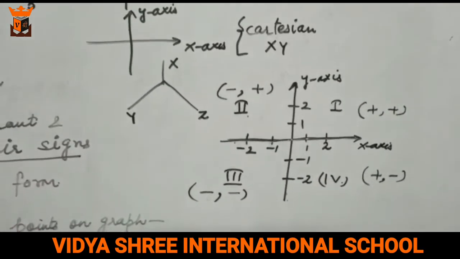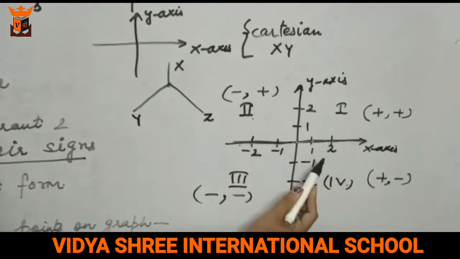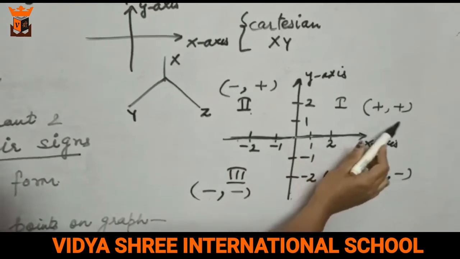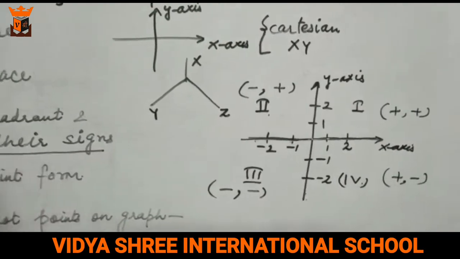So you have no need to cram their signs. Just see the sign of x-axis first and then see the sign of y-axis. And mark it here plus plus, minus minus and plus minus.